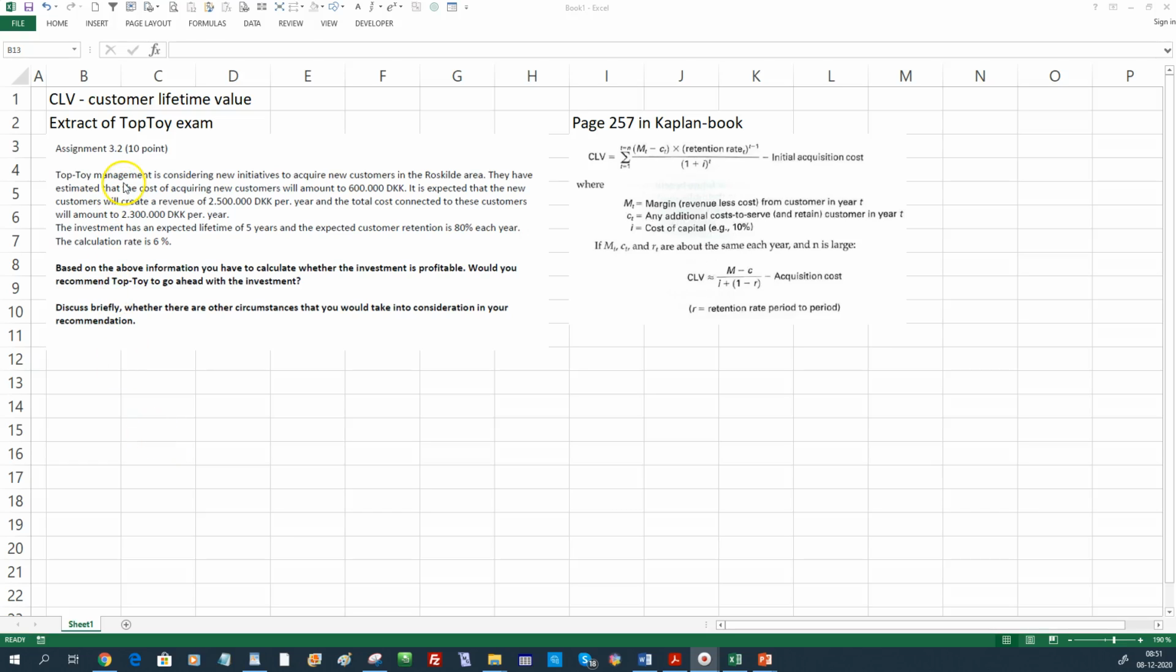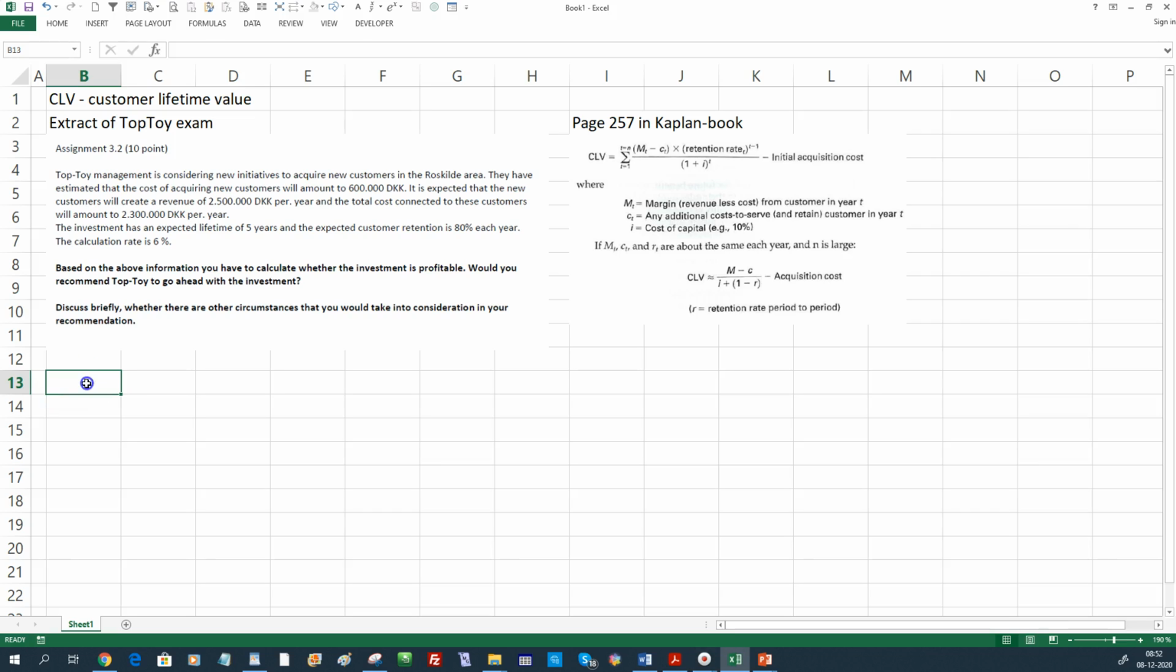So I will try to do the customer lifetime value calculation here, maybe in a slightly different way from what I've used in class so far, but let's just see here. You can use either way as long as you do it correctly. Okay, this is an extract of the top TOEIC exam that we worked with, and this is a crucial page 257 from the Kaplan book with a mathematic formula and explanations here.